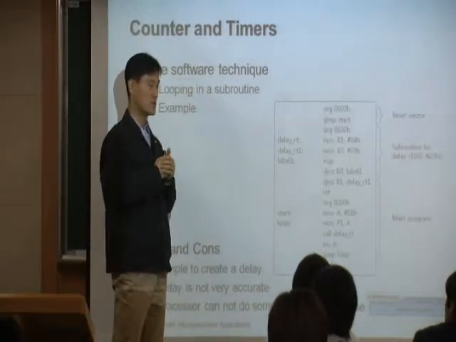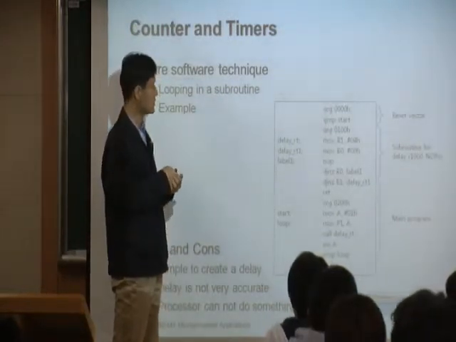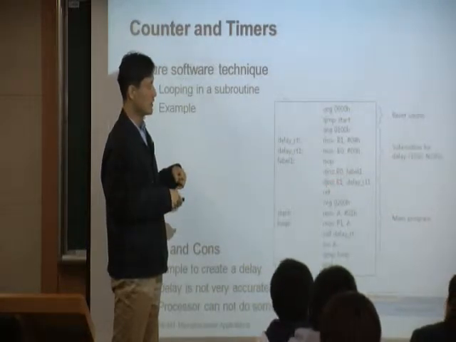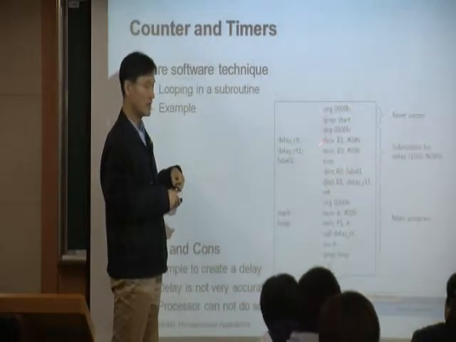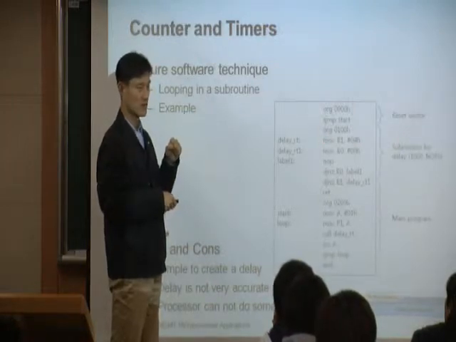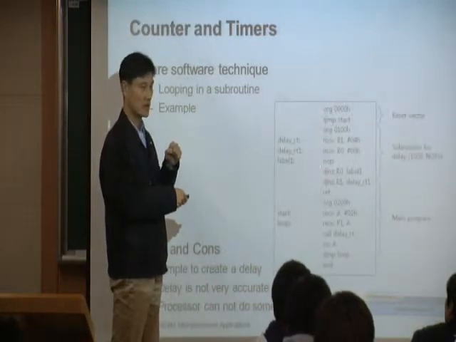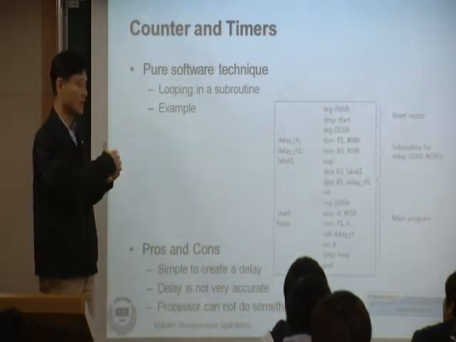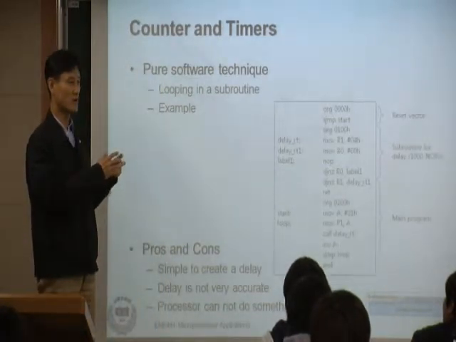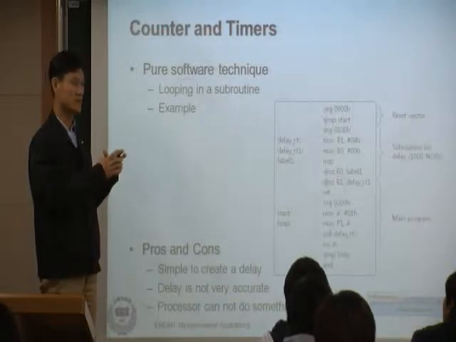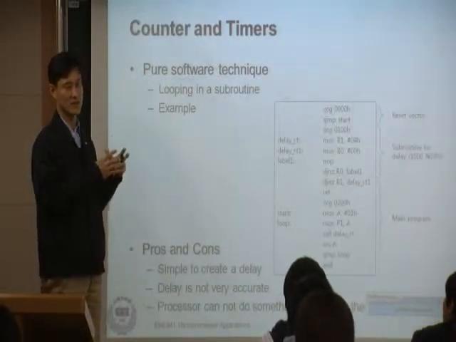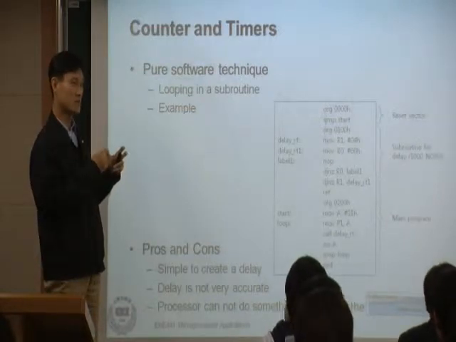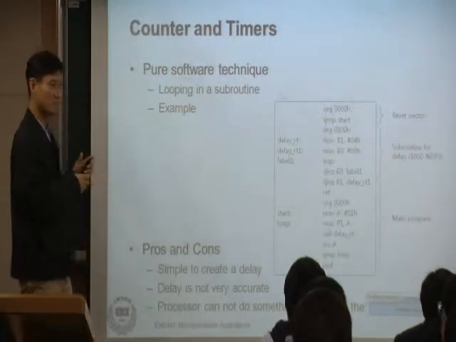The main problem is that in this case, it is a pure software technique. So when you are measuring the delay, you are doing nothing. Okay? Because it's NOP, you cannot do anything else. You are basically just killing time. And this microprocessor will be idle, doing nothing while you are measuring the delay. That's the problem. Why is there a problem?